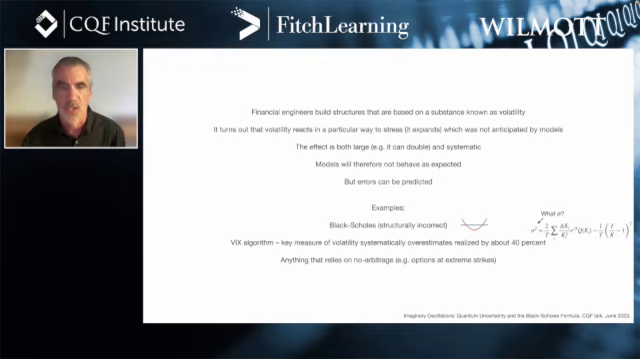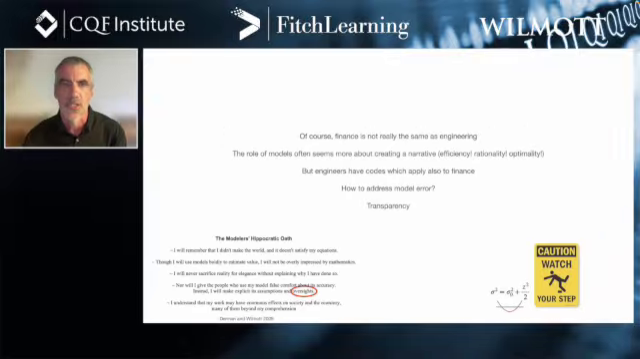So some examples: the Black-Scholes model is structurally incorrect because it's missing that parabola. Another is the VIX algorithm. I talked about this a couple of years ago at a Black-Scholes talk, and this is a key measure of volatility which systematically overestimates realized volatility by about 40%. And when you look into the guts of the model, it's not hard to see why. You've got sigma squared being equal to all the strike-dependent stuff on the right, and then anything that relies on no arbitrage, like options at extreme strikes and so on.